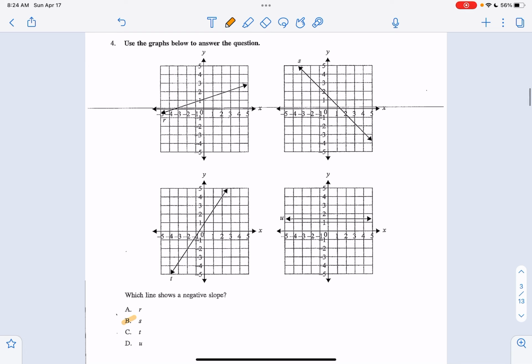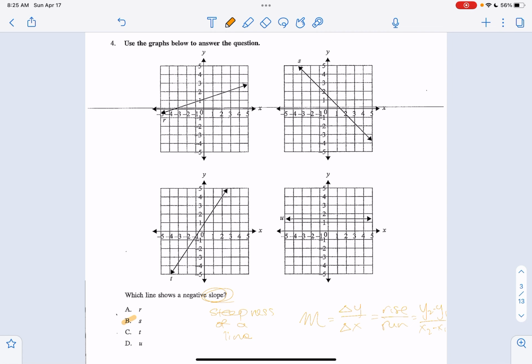Next, for number 4, you need to use the graphs below to answer the question. Which line shows a negative slope? Slope is the steepness of a line, and you can represent this slope with the letter m. That's change in y over change in x, or rise over run, or y2 minus y1 over x2 minus x1, if you're given the points.